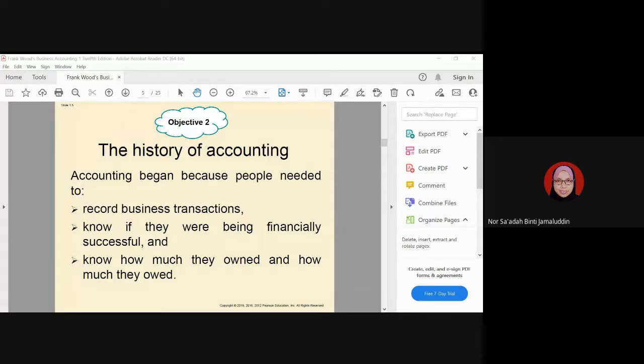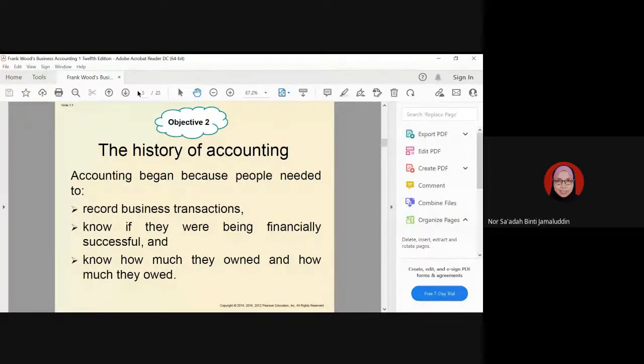Lastly, know how much they own and how much they owe, that is, how much property the company owns and how much debt the company or we are bearing. So from the information on how much assets you have in your organization or business and how much liability you should pay, from the money, current assets, non-current assets, and so on, and from your liabilities, other people can know whether your company is financially successful or not. Right? This is about the history of accounting.